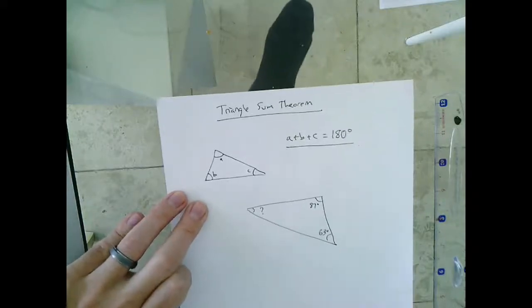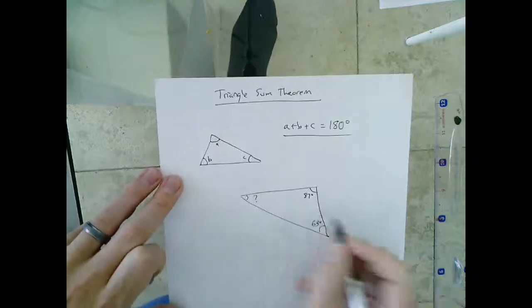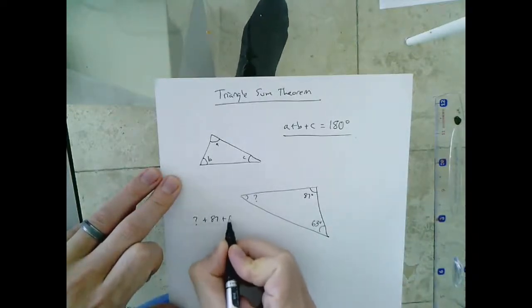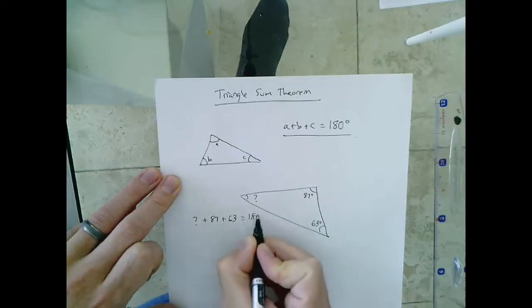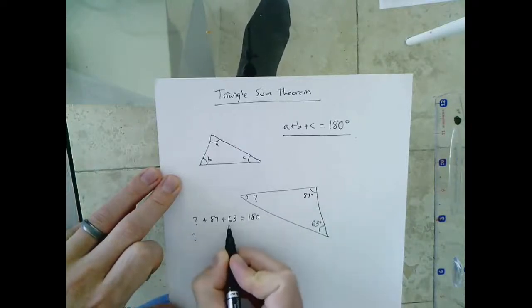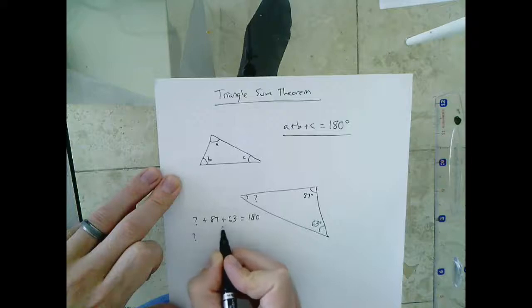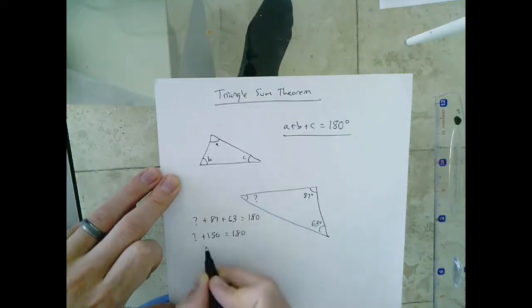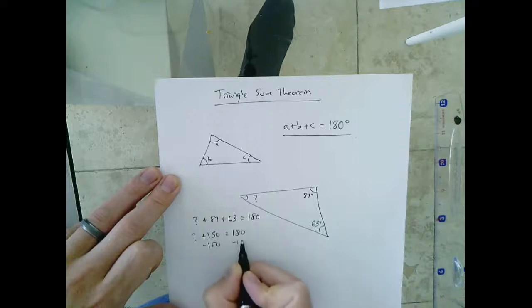Press pause, do it. And you're coming back. So I know that these three angles, the unknown one plus 87 plus 63, will be equal to 180. Oh boy, 87 plus 63 is like 140 plus 10, so I think that's 150. Tell me if I'm wrong. And then subtracting 150 from each side is equal to 30 degrees.